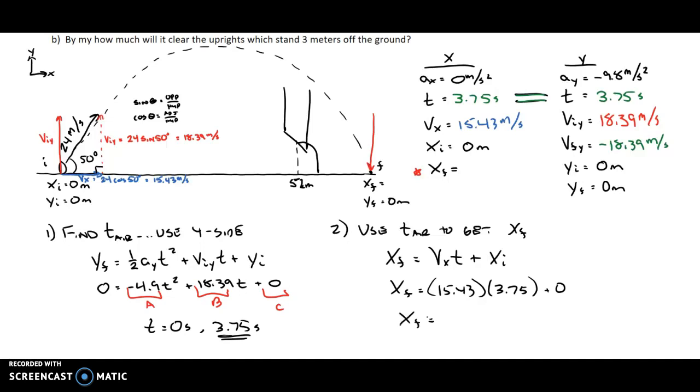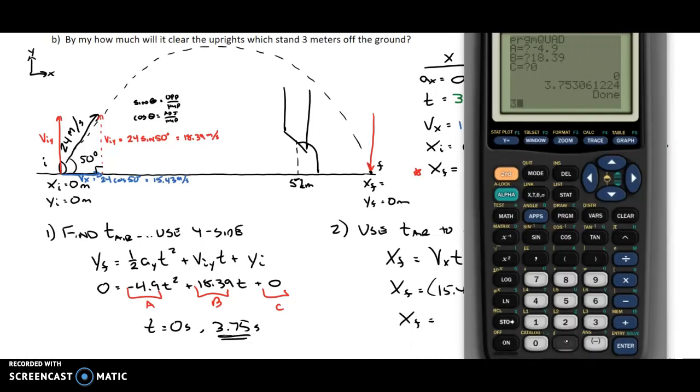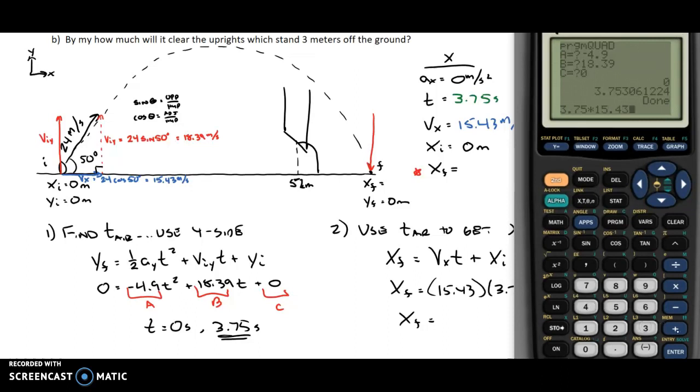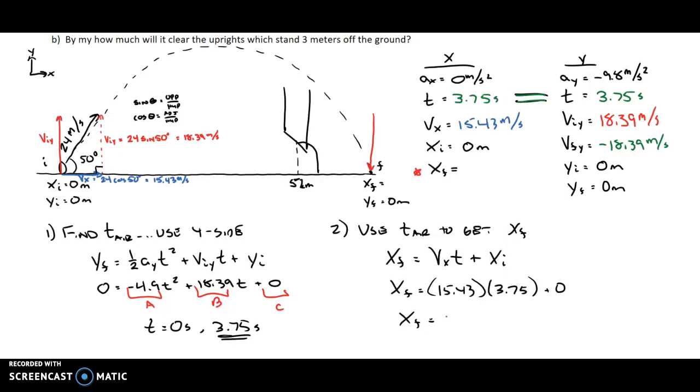And I get a final position for this object, 3.75 times 15.43. This object is going to be 57.86 meters away. That's my answer for A.